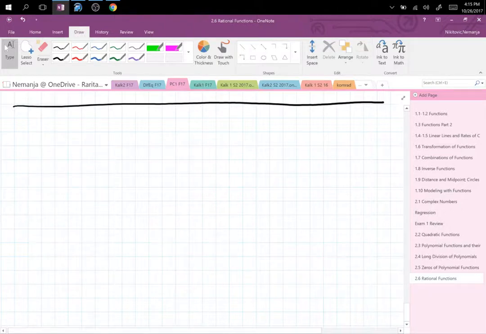All right, let's open the gates of hell and peek inside, see what's cooking. Graphing rational functions. Another exam question. There are 3 exam questions in this section.